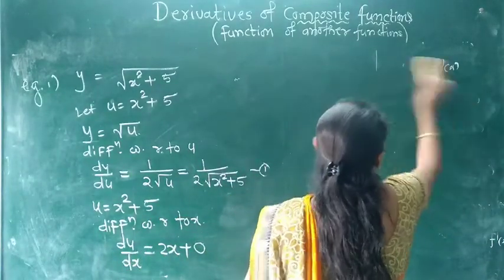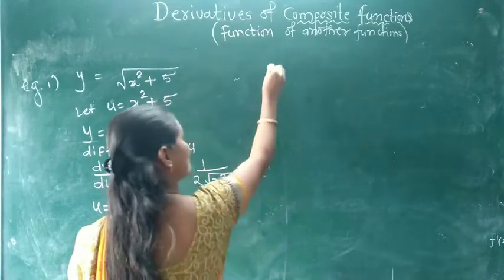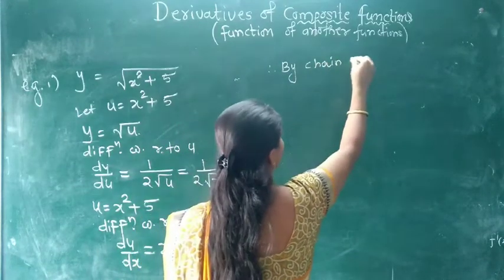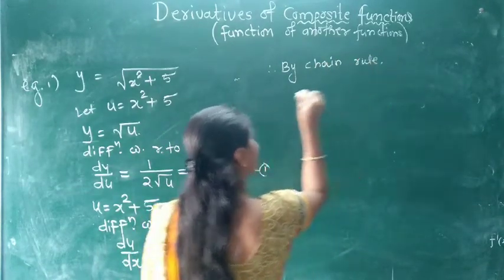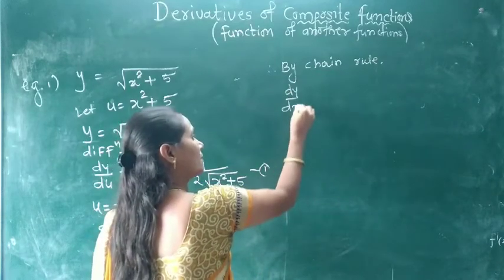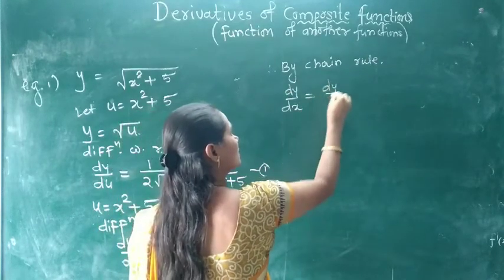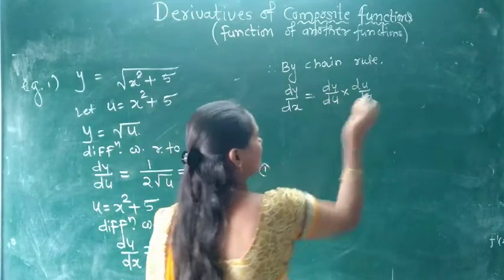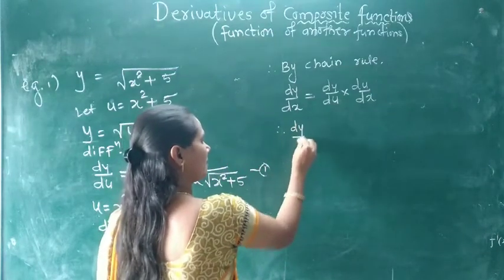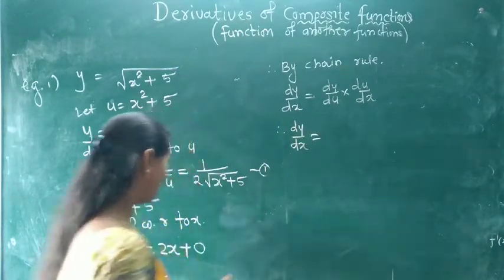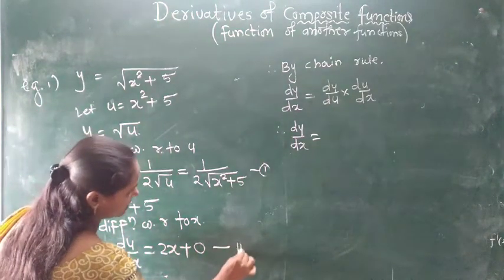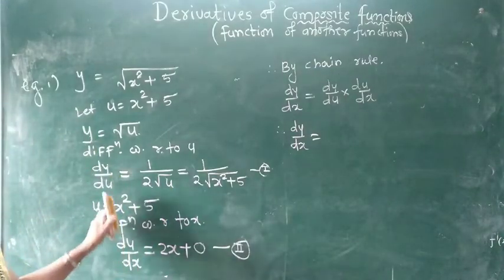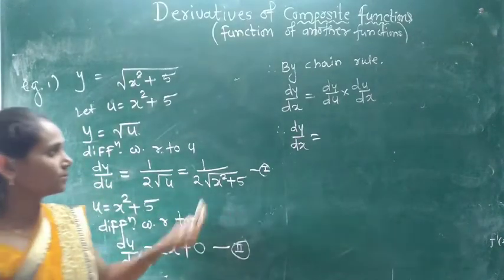therefore, by chain rule, or we can say by composite function theorem, dy upon dx is equal to dy upon du into du upon dx. Therefore, from the first and second equations, dy upon du is 1 upon 2 root x square plus 5.